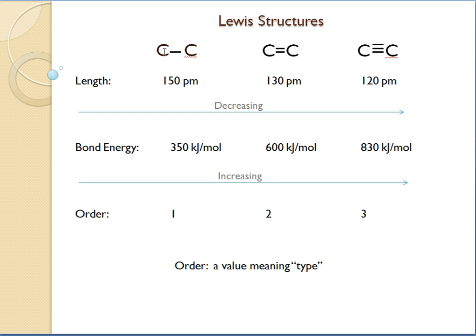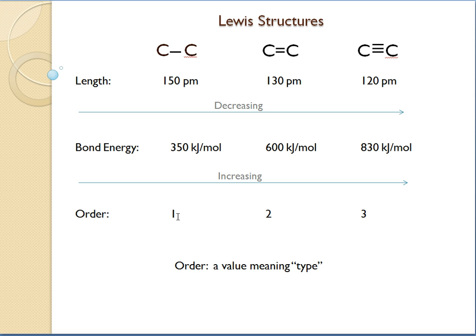So here are some carbon-carbon bonds. Carbon can be bonded single, triple, or double, like a lot of atoms. The length of these bonds decreases as it goes from single to triple bonds. It goes from 150 all the way to 120. They're getting closer together. The bond energy also increases because it's a stronger bond. It's harder to break. The bond energy is higher.